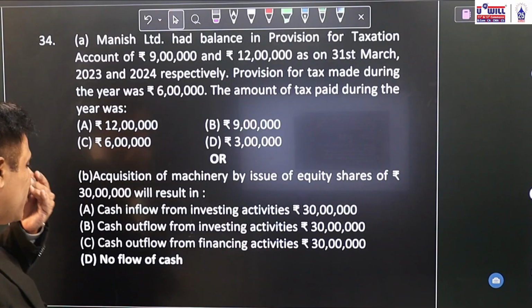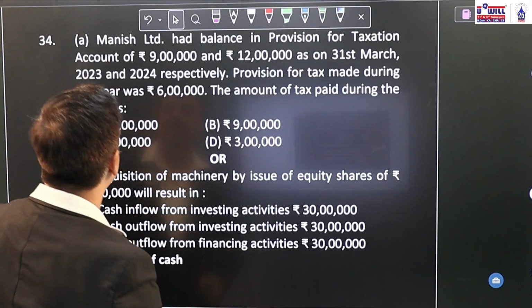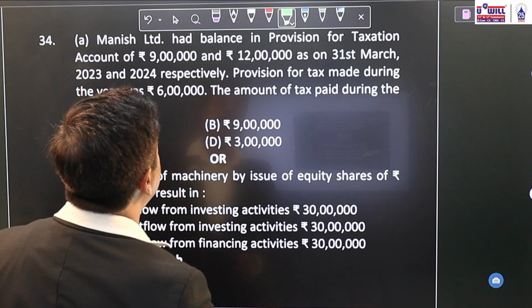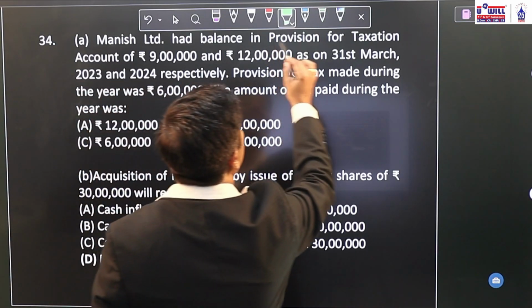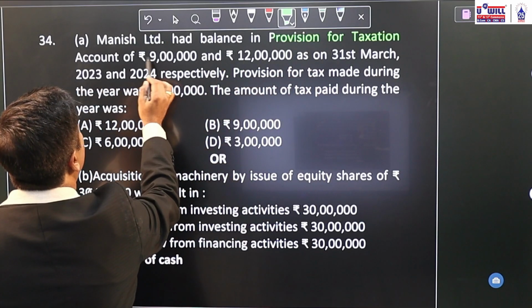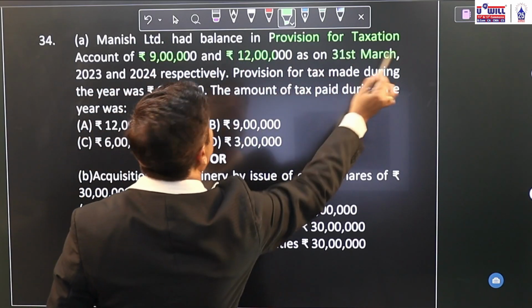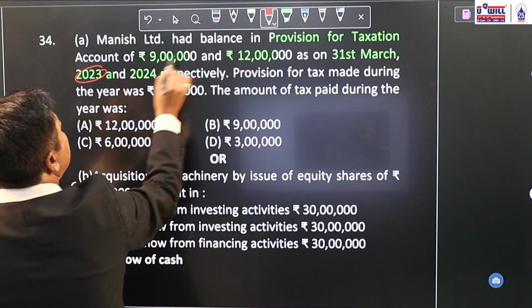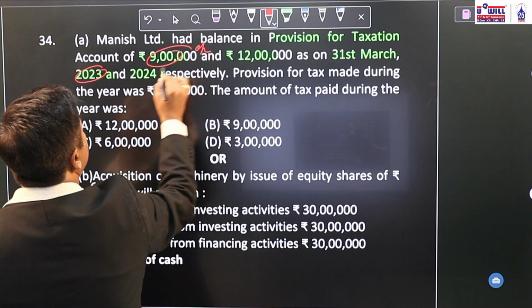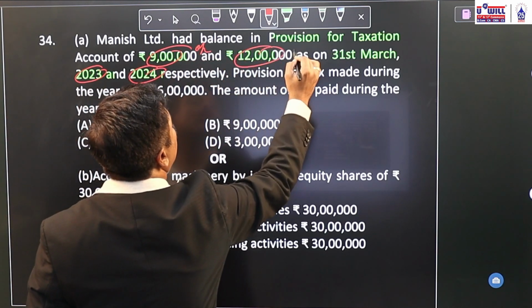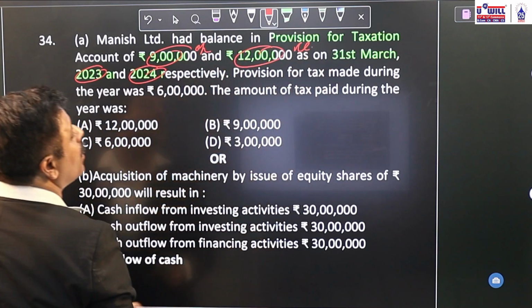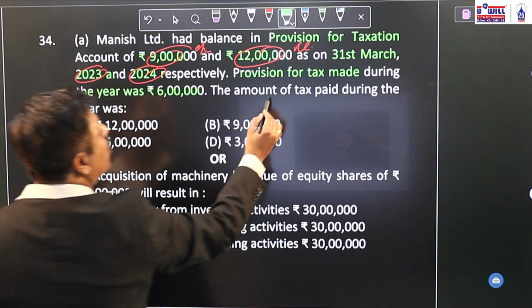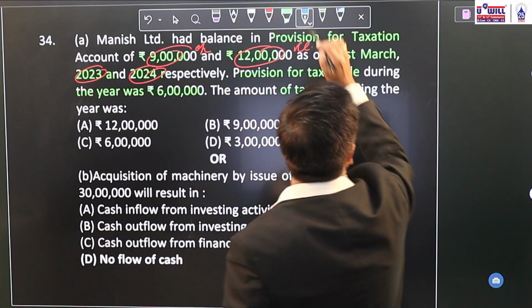Question 34. 4 questions I told you were asked in board exams. Last one for the last year's board exam. Manish Limited had balance in provision for taxation account of 9 lakhs and 12 lakhs on 31st March 23 and 24. 23 means this is the opening balance. 24 means this is the closing balance. Provision for tax made during the year 6 lakhs. Amount of tax paid. Just make provision for tax account to find it.